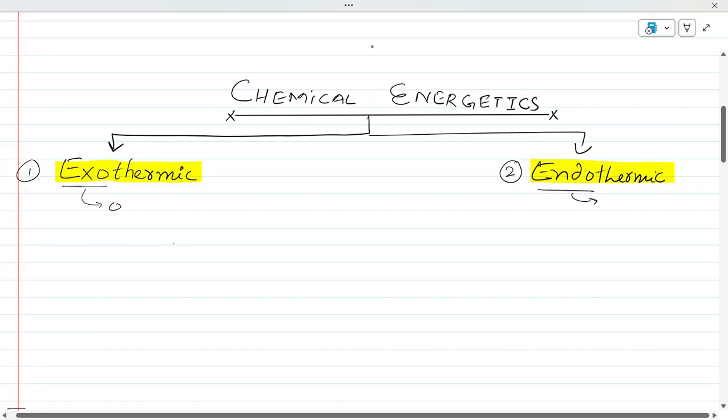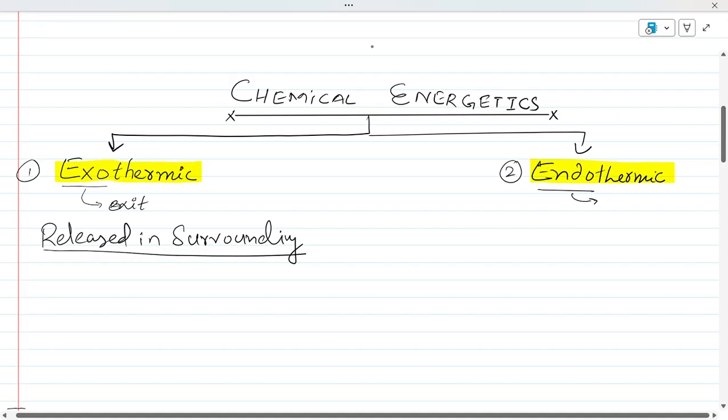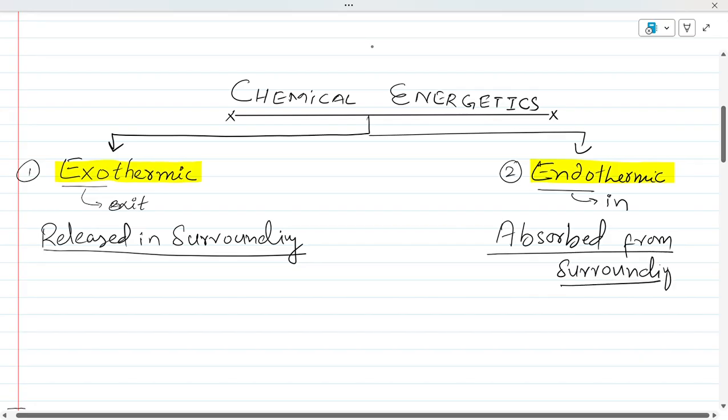Exo means out or exit. So those reactions in which energy is released in the surroundings are called exothermic reactions. The energy is released, for example in the form of thermal energy, into the surroundings. We call them exothermic reactions. Endo means in. Those reactions in which energy is absorbed from the surroundings are called endothermic chemical reactions. So these are the two basic types of reaction on the basis of absorption and release of energy.